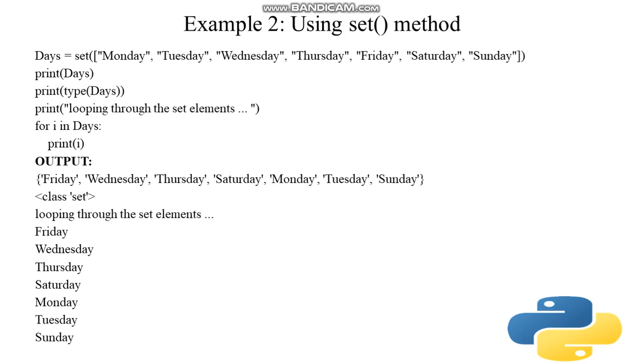Next is using the set method. See, we can use the set method and pass all the elements. Here we are not using curly brackets. Instead, we are using parentheses. Why? Because set is a function. Then again the same print statements are used, so it gives the same output.